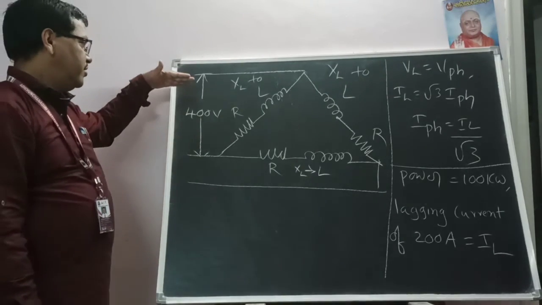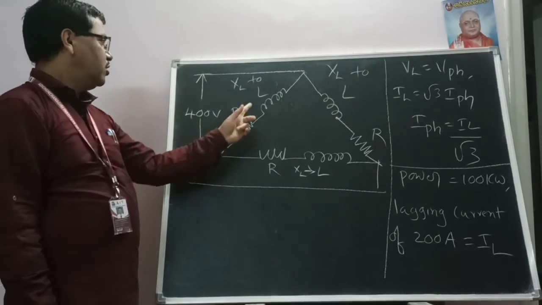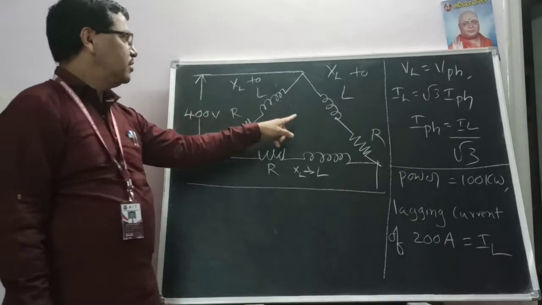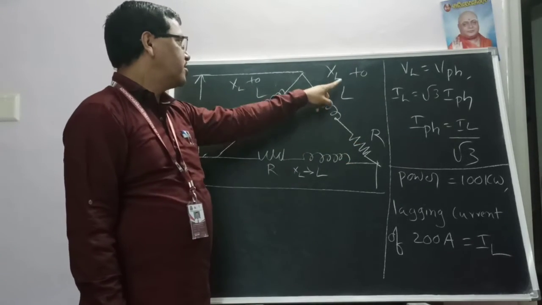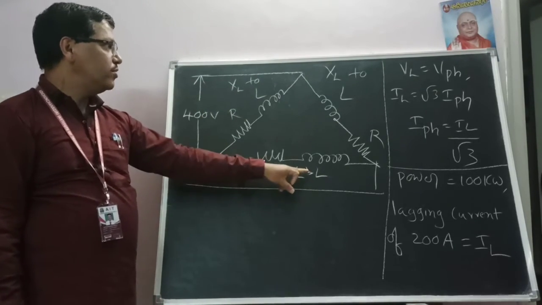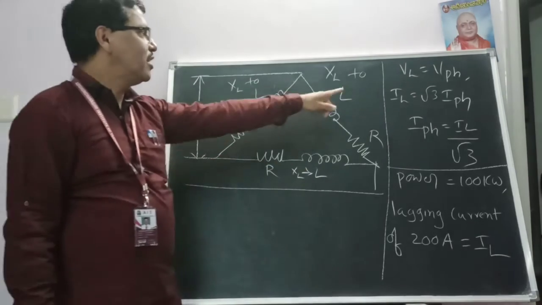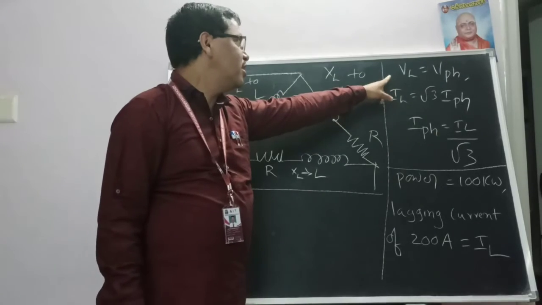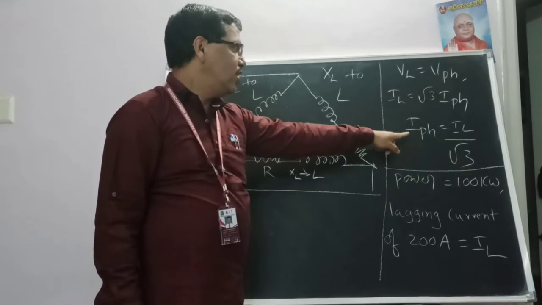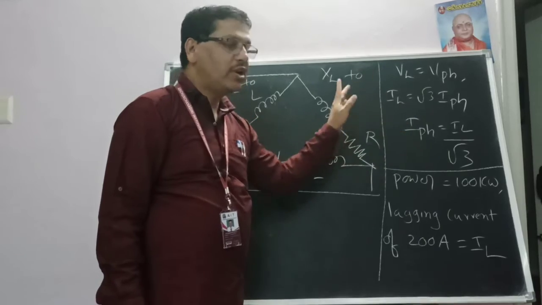So this is the network. Here two parameters R, and here we need to calculate XL to L. Here also R and XL to L, and here also R, we need to calculate XL to L. In the case of delta connection, voltage remains the same. VL is equal to V phase, IL is equal to root 3 into I phase, or I phase is equal to IL divided by root 3.